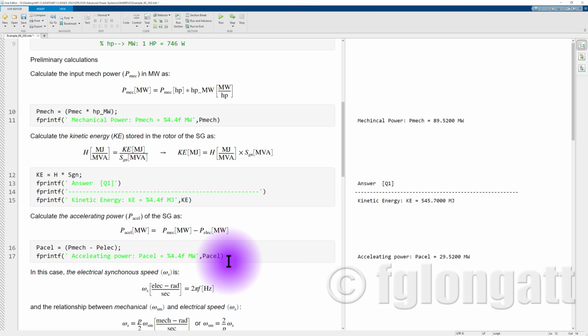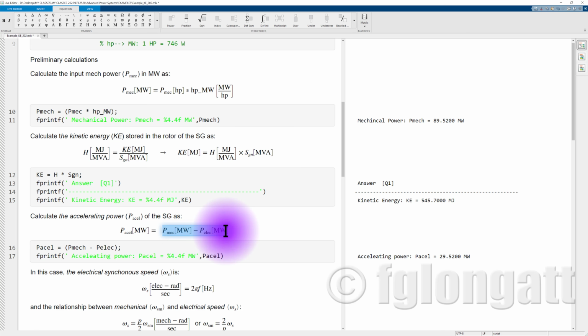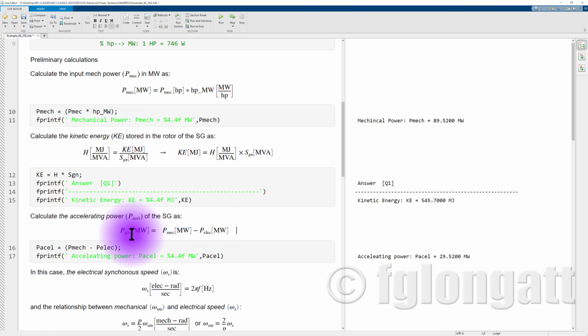Now the next step is calculating the accelerating power. In this case, we have a machine where the mechanical power is larger than the electrical power that we are receiving at the stator of this machine. As a consequence, the difference between the mechanical power and the electrical power is what we call the accelerating power. With the numerical values, we have a mechanical power of 89.52 and an electrical power of 60. The difference between them, you can see over here, is the accelerating power, 29.52.